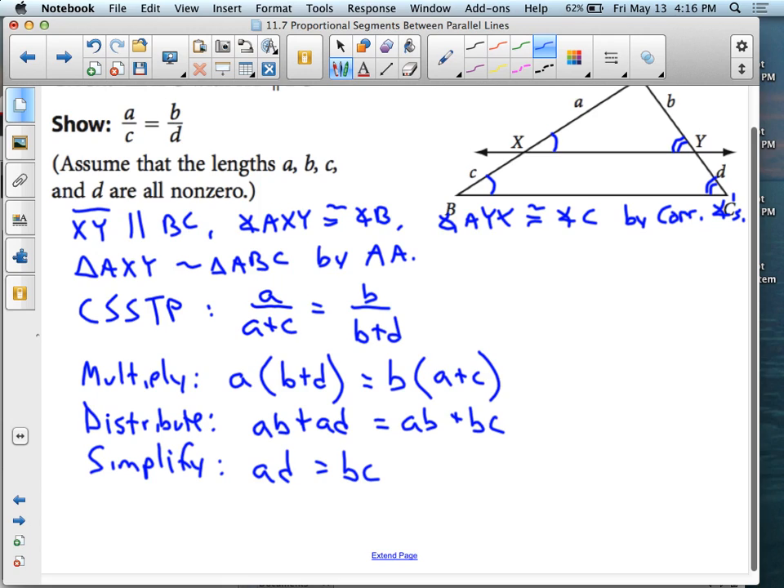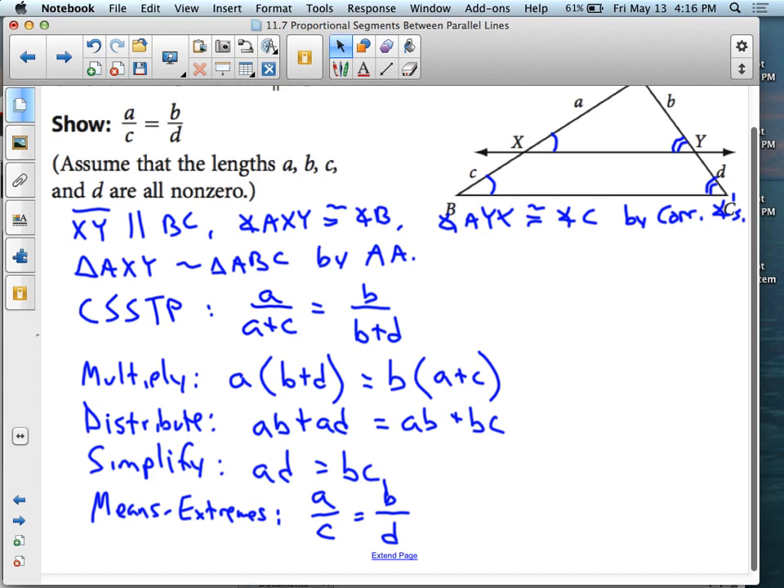And then the converse of our means extremes property, don't you love that means extremes property? It says that if I'm multiplying A times D, they're going to be opposite each other, and the same with B and C. And this is what we're trying to show. So this is the reason why when a line parallel to a side of a triangle is drawn, it divides that triangle proportionally.